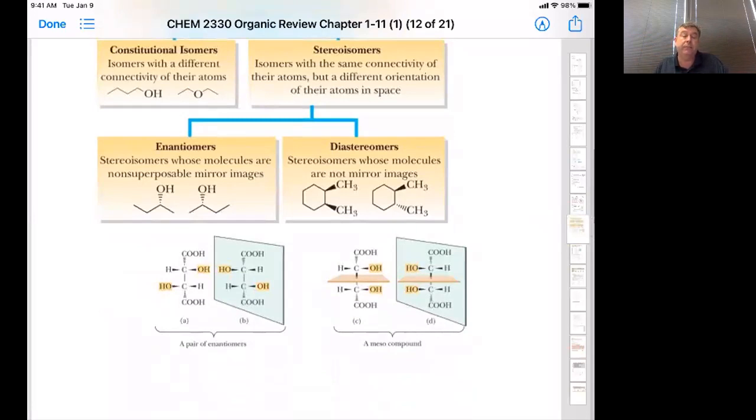The other thing to remember is enantiomers are identical in all their physical properties except for rotation of light. Diastereomers actually can have different melting points, boiling points, etc. But the enantiomers within the set of diastereomers should be identical in those properties.